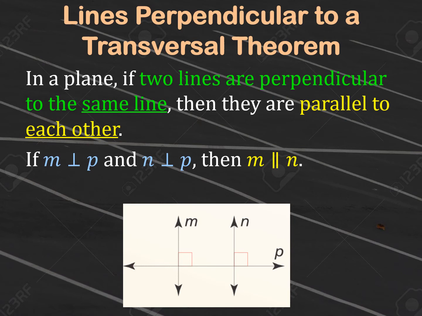Finally, we have the lines perpendicular to transversal theorem, and this one's a little tricky to apply. You'll see on the homework. In a plane, if two lines are perpendicular to the same line, then they are parallel to each other. So here you see M is perpendicular to P, and N is perpendicular to P. If that's the case, lines M and N have to be parallel. And this is basically the offshoot of the corresponding angles converse, where here you have corresponding angles that are congruent. In this case, they're both right angles. Therefore, M and N have to be parallel lines.